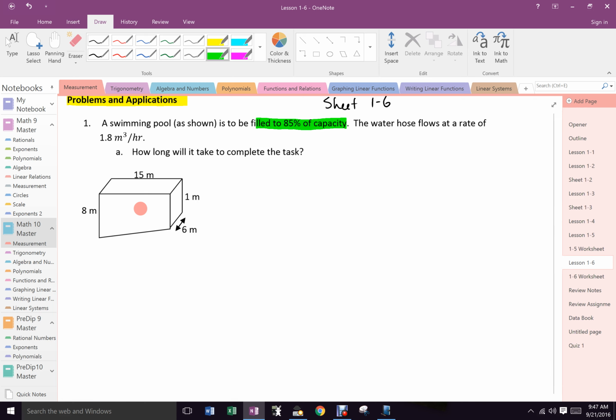So every prism, the volume of a prism, is always area of the base times the height, correct? Now, area of the base is tricky, right? Because what do we want to say is the base?